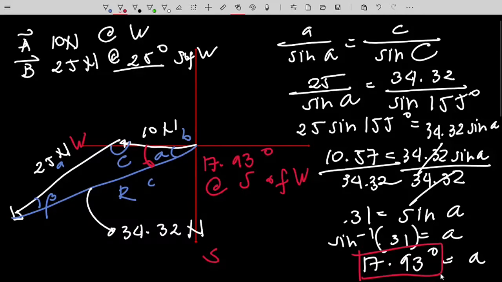But these formulas are only applicable if you have two vectors. If you have three or more vectors, these formulas are not applicable. So for three or more vectors, the best method that we are going to use is the component method. Now on the next video tutorial, we're going to do the component method to add vectors analytically.